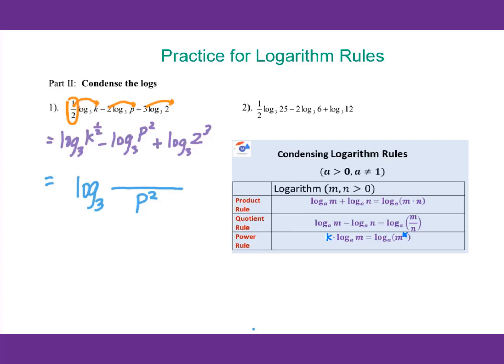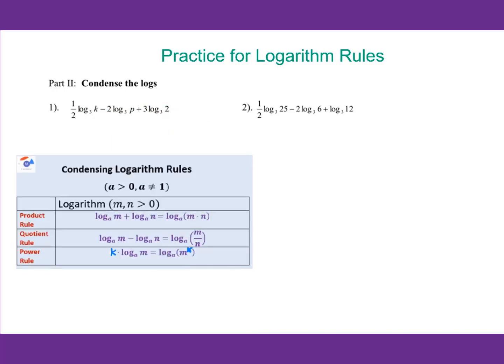K to the 1/2 power, you have to turn into square root of k, times 2 to the third power, that's 8. This will be the answer. If you want to, you can organize it as log base 3 of 8 square root of k over p squared.